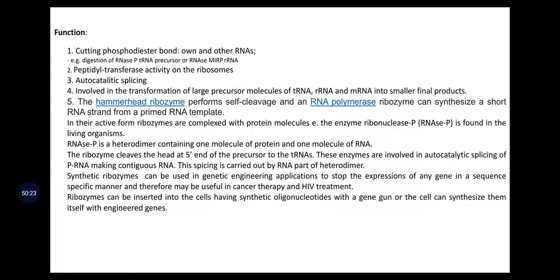In their active form, ribozymes are complexed with protein molecules, like the enzyme ribonuclease P, or shortly RNase P, which is found in living organisms. RNase P is a heterodimer containing one molecule of protein and one molecule of RNA. The ribozyme cleaves at the 5' end of the precursor to the tRNA. These enzymes are involved in autocatalytic splicing of pre-RNA, making contiguous RNA. The splicing is carried out by the RNA part of the heterodimer.